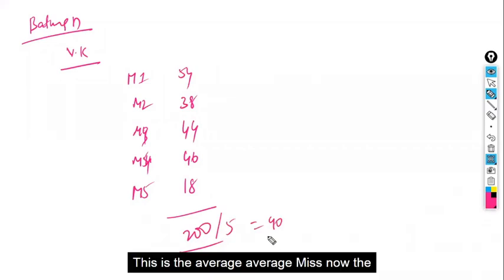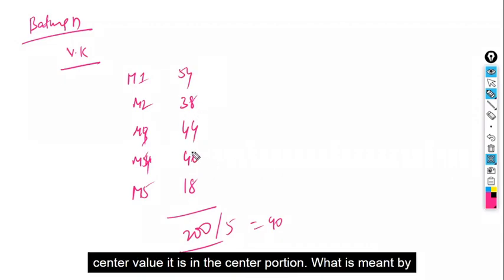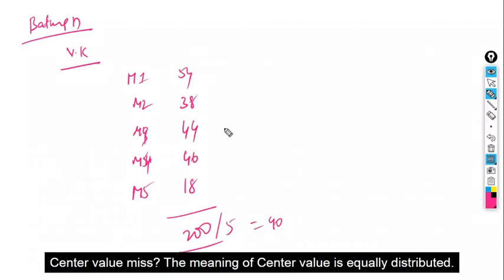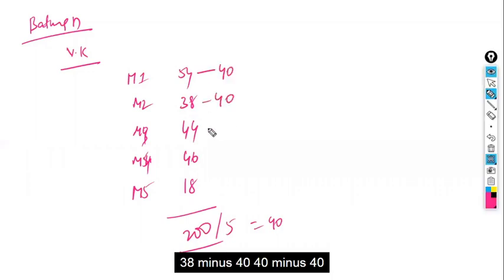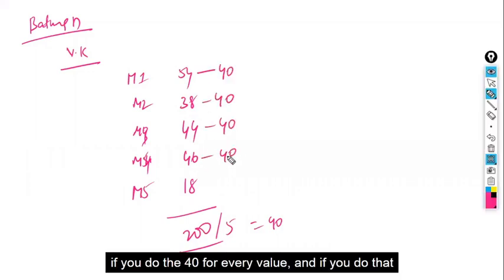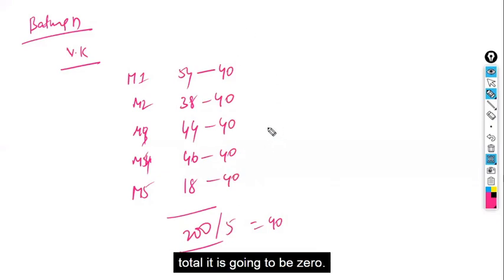This is the average. Average means the center value. It is in the center position. What is meant by center value is that it is equally distributed. If you do 50 minus 40, 38 minus 40, 44 minus 40, if you subtract 40 from every value and take the total, it is going to be 0.